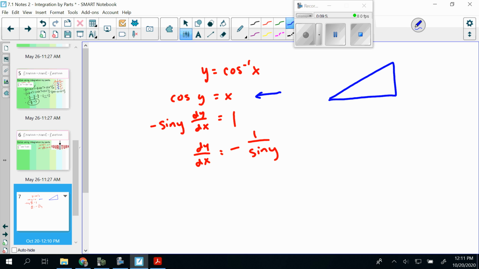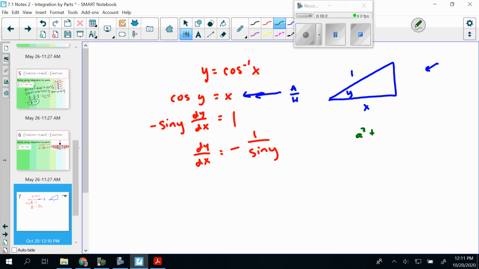So if our angle is y and we're doing cosine, remember cosine is adjacent over hypotenuse. So if our adjacent over hypotenuse is equal to x, that's going to be like our adjacent side is x and our hypotenuse is 1, because x over 1 would be x. Then what you'd have to figure out is what is this side so we can get the sine of that. You can use Pythagorean Theorem to do that.